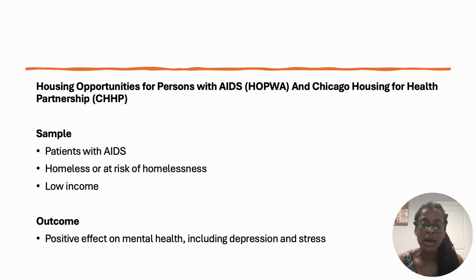So you can see why, while this program did not have a huge effect on a lot of physical health measures like viral loads and CD4 counts, the fact that it impacts mental health and depression is really important. For a patient population, that's really vital, because we know stress and depression can worsen your symptoms. So these are examples of programs that are targeting the social and, more so, the physical environment.